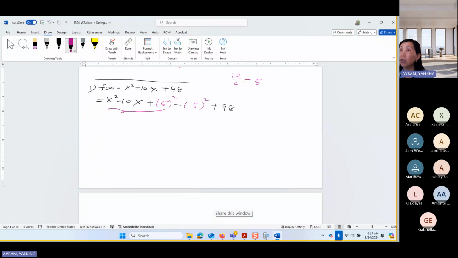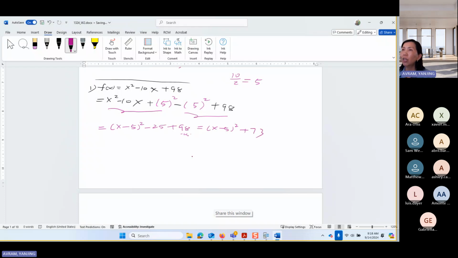And this is called adding a 0. Look, 5 squared and minus 5 squared cancel out, right? So basically I didn't add anything in terms of the previous expression. And this becomes x minus 5 perfect square. These are 3 terms, and then you calculate these 2 terms. So this will be minus 5 squared, which is minus 25, plus 98, and this is x minus 5 squared. You add these together: minus 25 plus 98, you get 73.